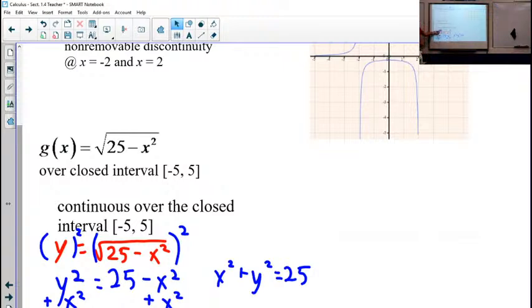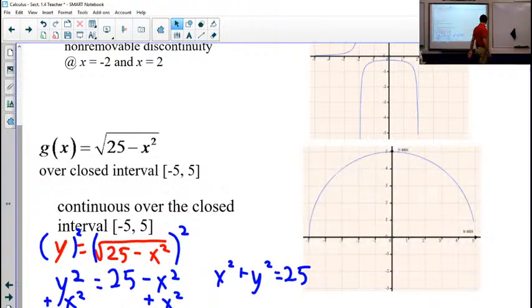Except when I take the square root, if I wanted the full circle, I would want the plus or minus. But if I had a plus or minus, then it wouldn't be a function anymore. So this is giving just the positive values, so it's going to be the top half of the circle. That's what that function looks like. And it's continuous everywhere between negative 5 and positive 5. They like this semicircle graph. You'll see it come up other times.